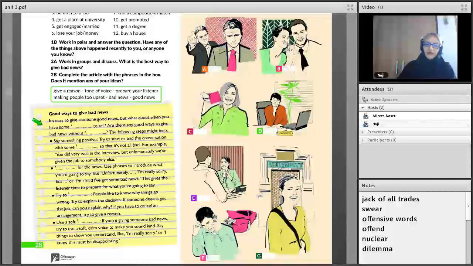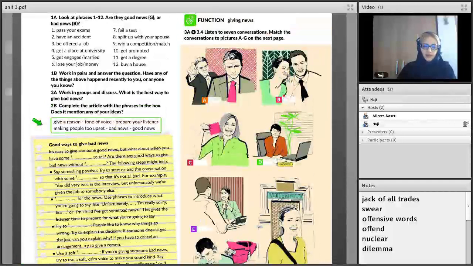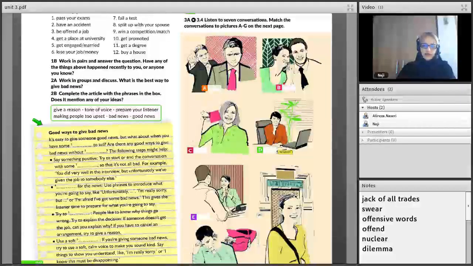Okay, here are some photos, A to G, and there is a listening audio. You're going to listen and match each conversation with the photo. Okay? Ready? Let's listen.